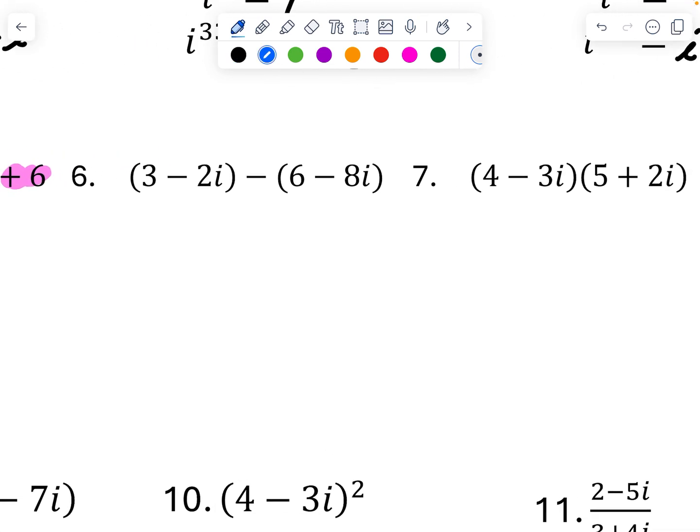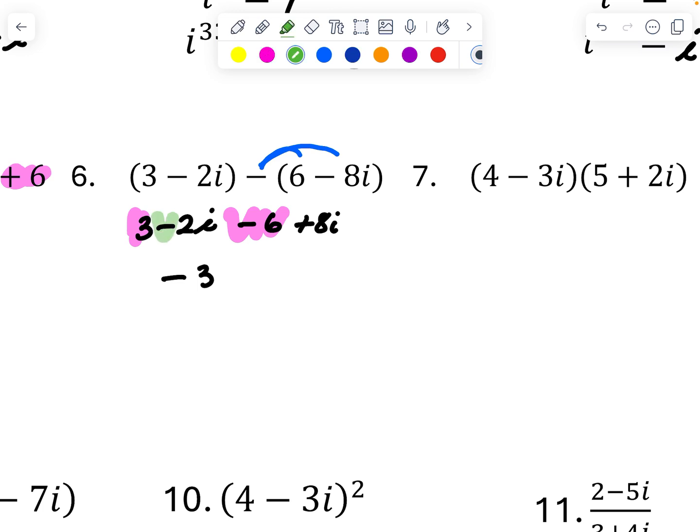Okay, on this one, the first thing we want to do is get rid of the parentheses. There's no reason for this to be in parentheses, so that needs to go away. I want the opposite of 6 and the opposite of negative 8i. And then I am going to combine my real numbers, which are 3 and negative 6, and 3 minus 6 is negative 3. And my imaginary numbers are negative 2i and positive 8i, which give me plus 6i.